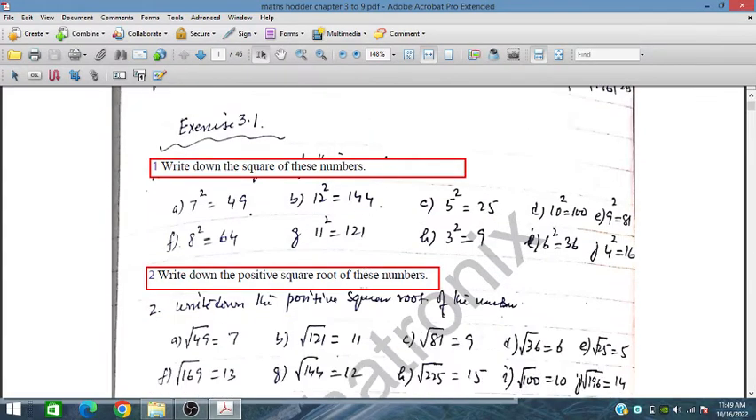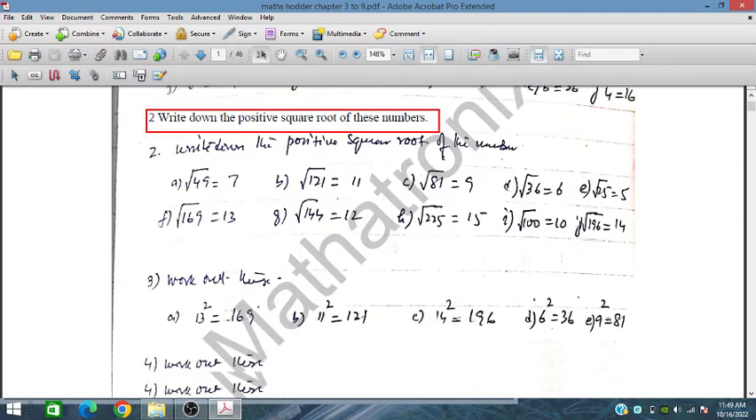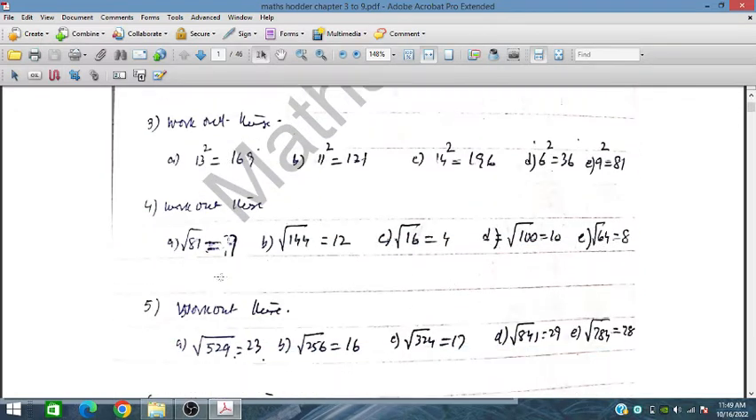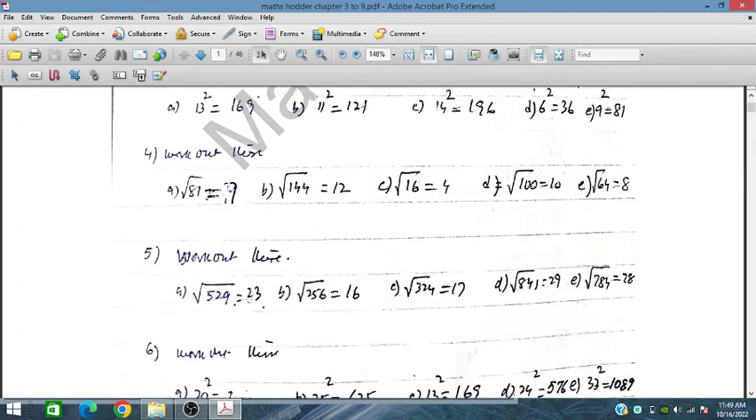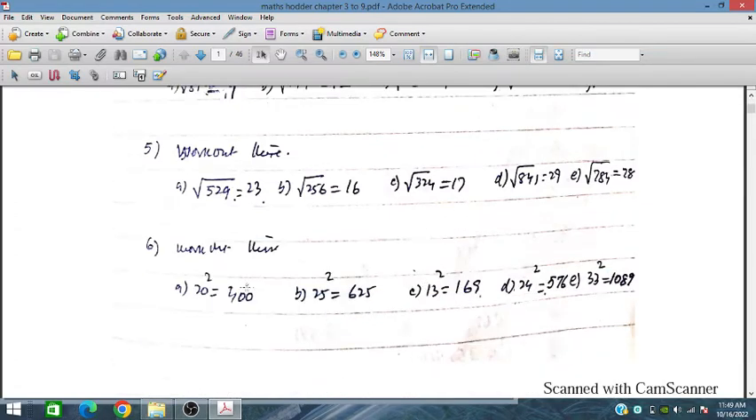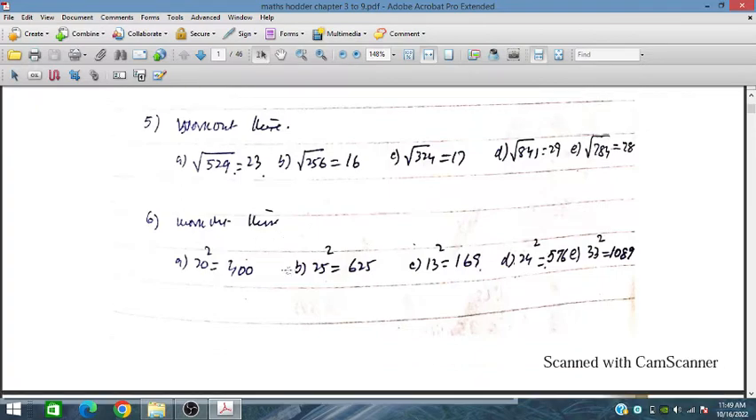Similarly, for 49, you can write down the square roots. Similarly, for this, work this out. This is 23, and work out these.